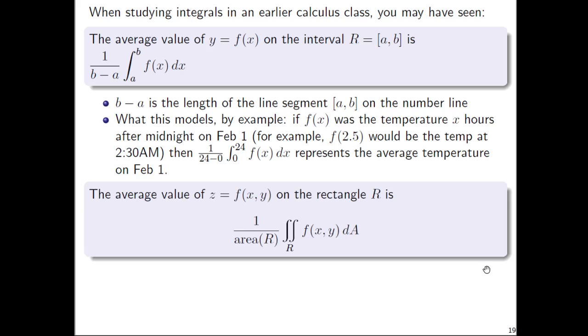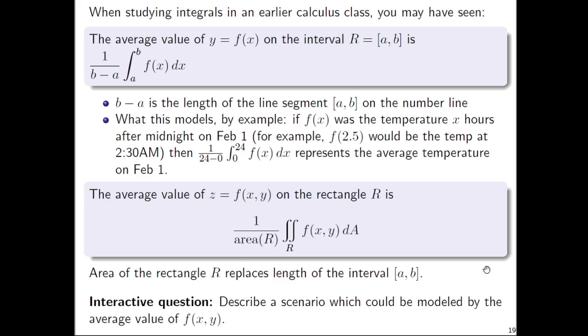Okay, so the thing is, in the blue box at the top, we divided by b minus a. Now we need to do something similar. Instead of dividing by the length, we need to divide by the area. So you'll see this times 1 over area of the region or the rectangle, and then double integral over R of a function f of x comma y. This is the average value now. The area of the rectangle is the thing that replaces the length of the interval.